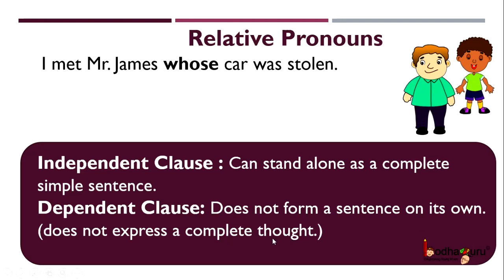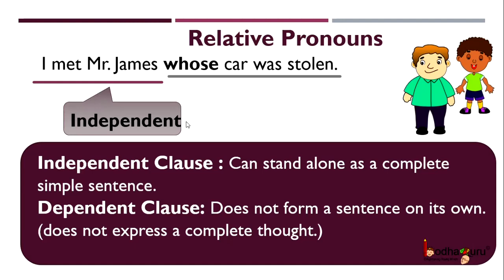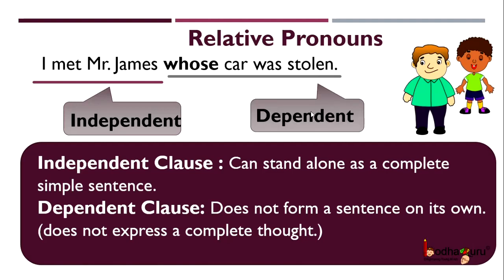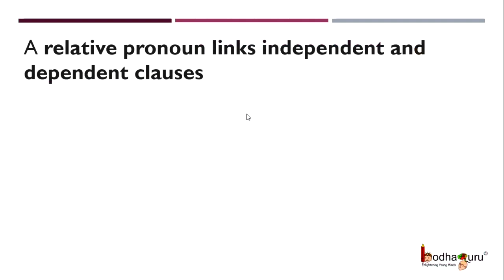In this sentence, I met Mr. James. This is a complete sentence with a full meaning. Hence, it is an independent clause. Whereas this part of the sentence, whose car was stolen, does not make a complete sentence on its own, and hence it is a dependent clause. Now if you see, whose is the relative pronoun which joins or links the independent clause and the dependent clause. So another definition of relative pronoun could be: a relative pronoun links independent and dependent clauses.